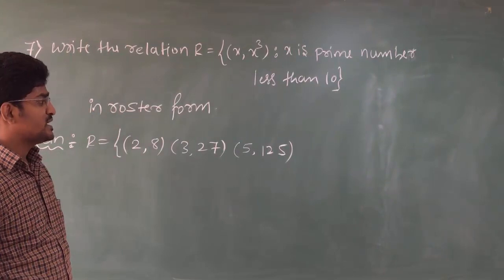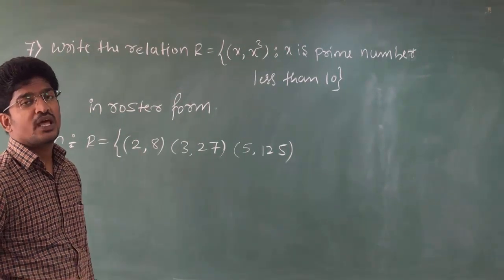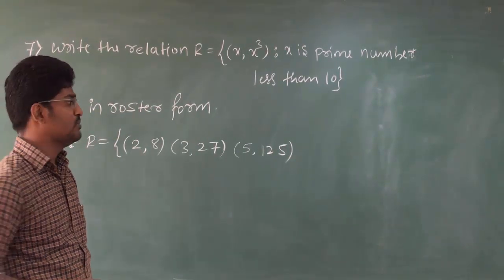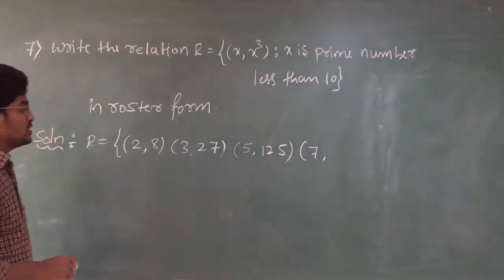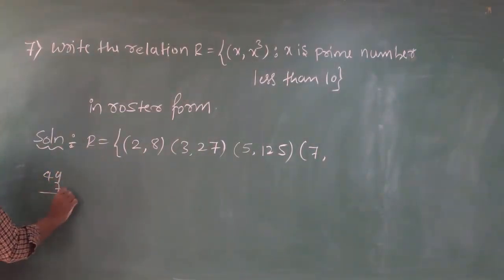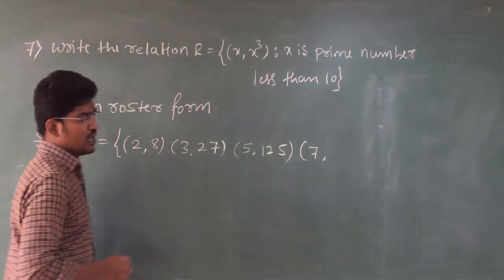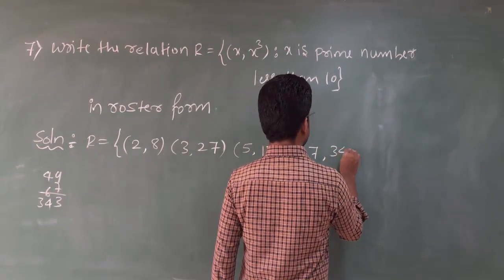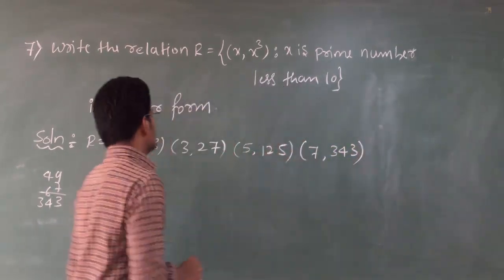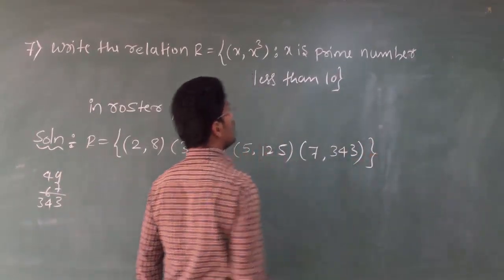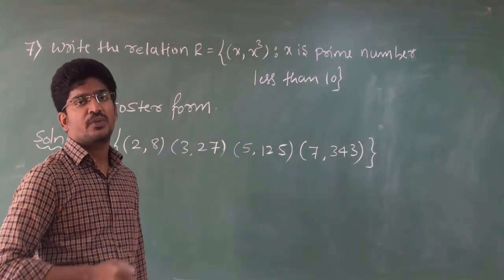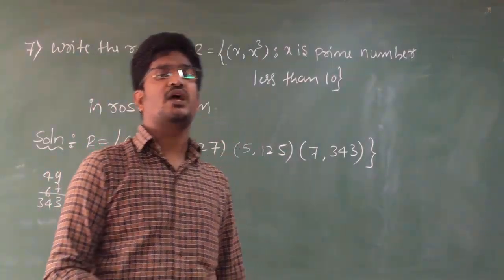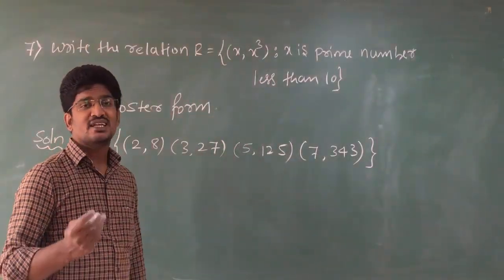Okay. So next, 6 is not a prime number. 7 is a prime number. So (7, 7 cube), how much is 7 cube? 49 into 7, that is 343. Clear? So this much will be your R in the roster form. Next, 8 is not a prime number. 9 is also not a prime number. And all the numbers lesser than 10 are over.